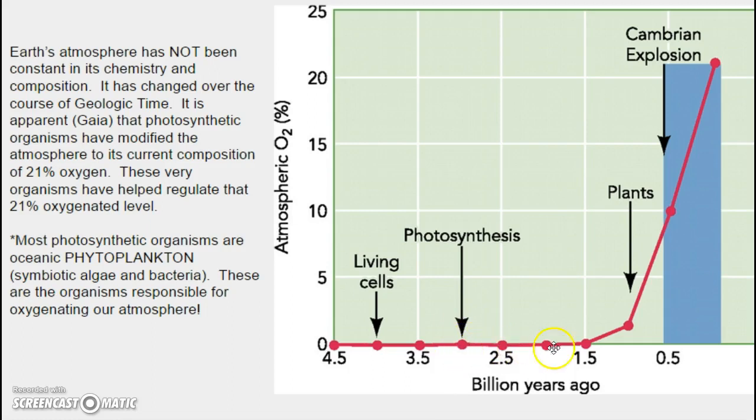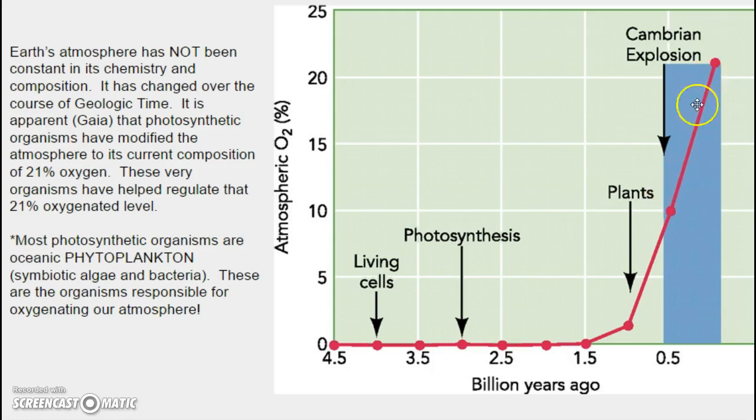And then it was a slow, gradual increase. We don't even really begin to notice a difference in our oxygen levels until about 1.5 billion years ago. And then it starts to increase. And then finally plants begin to dominate, or take over. Plants are photosynthetic organisms. And then all of a sudden we have this Cambrian explosion, where plants and anything photosynthetic on land show a dramatic increase.